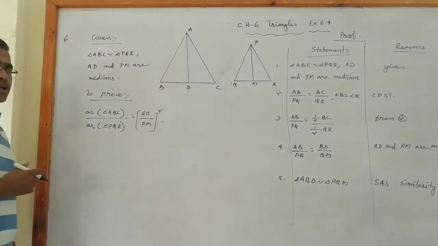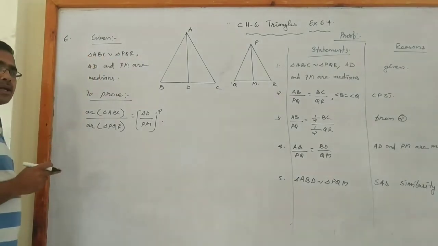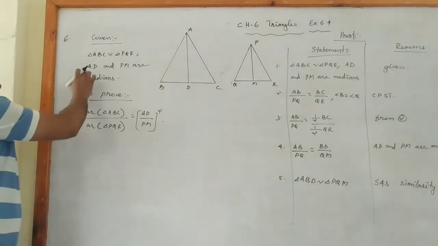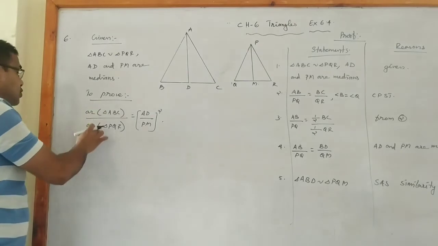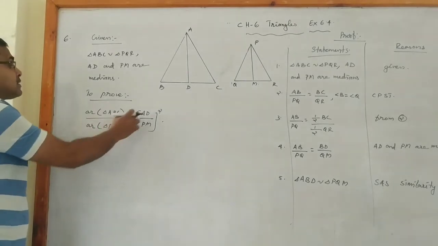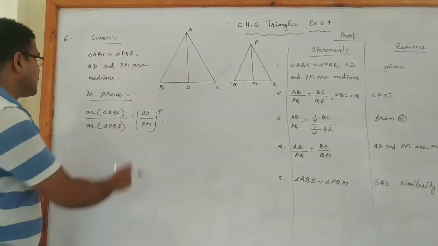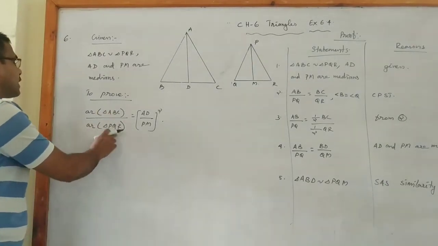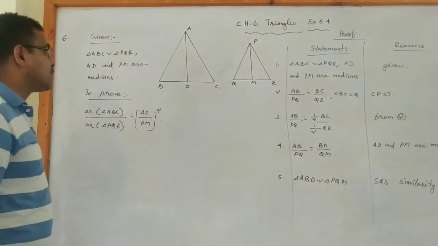This is also an important question. What are the given things? Triangle ABC and triangle PQR are two similar triangles given. AD and PM are medians given. What we have to prove? The ratio of the areas of these two similar triangles is equal to the ratio of the squares of their corresponding medians. That is, area of triangle ABC divided by area of triangle PQR equals (AD by PM) the whole square. That you have to prove.